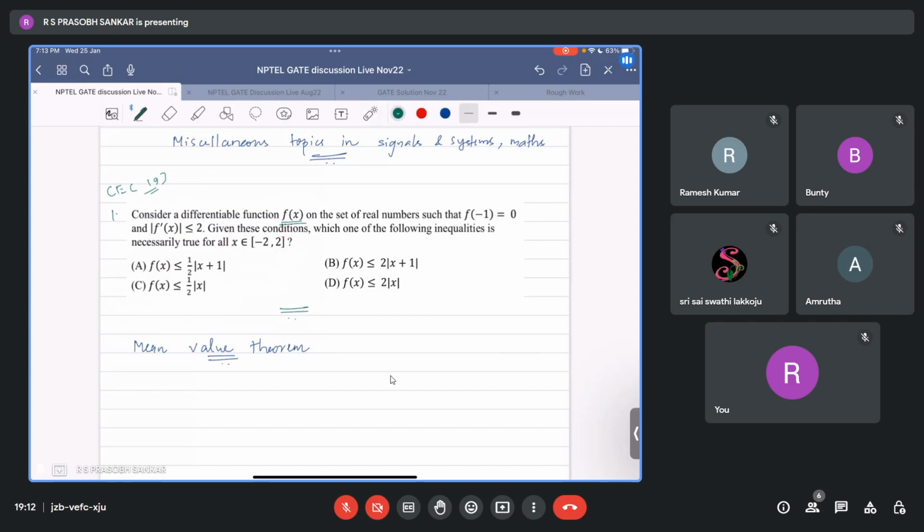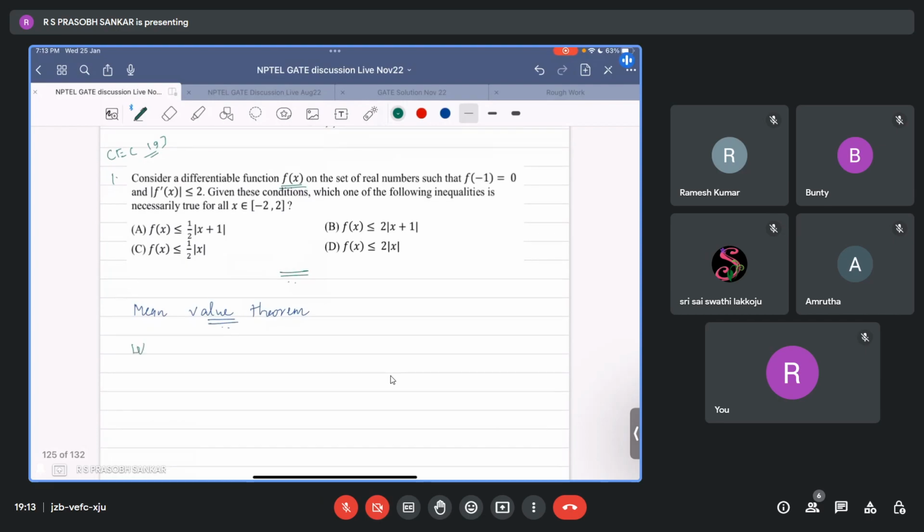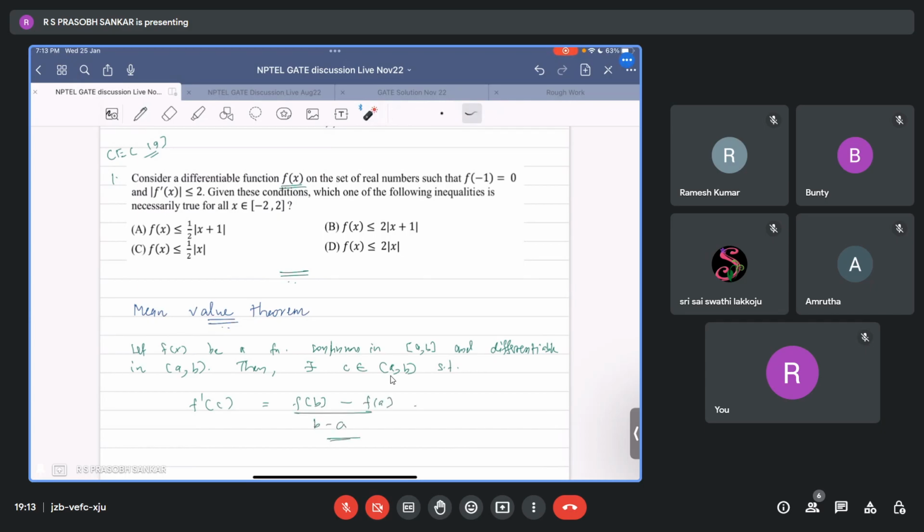To solve this question, we can use what is known as the mean value theorem. The theorem goes like this: let f of x be a function continuous in the closed interval [a, b] and differentiable in the open interval (a, b). Then there exists a point c in the open interval (a, b) such that the derivative of the function at that point is exactly equal to f of b minus f of a by b minus a. So this is the mean value theorem.